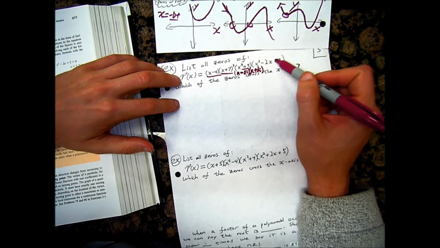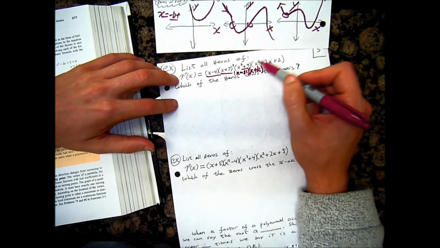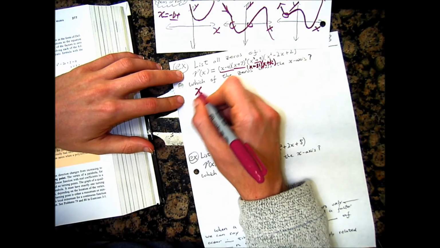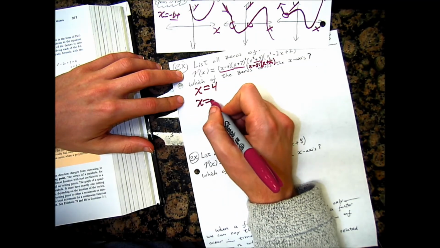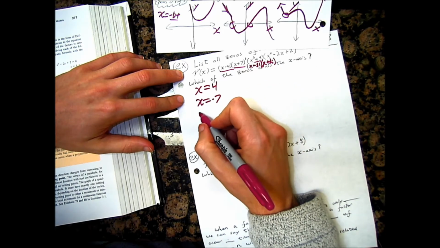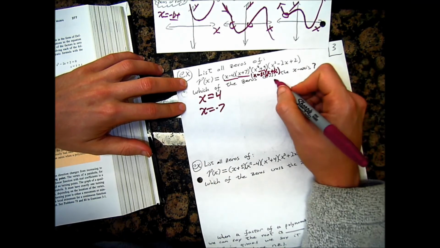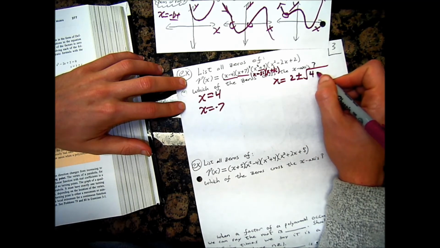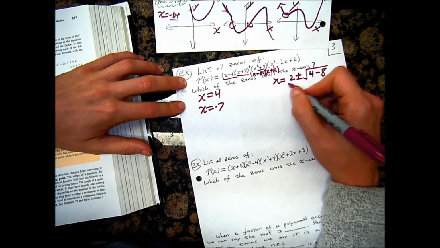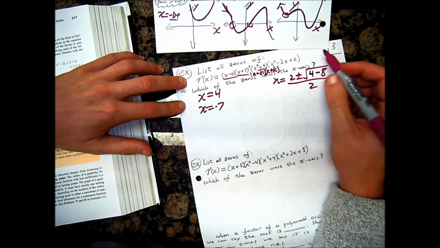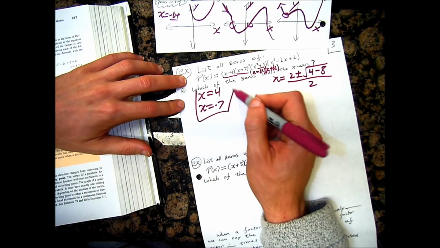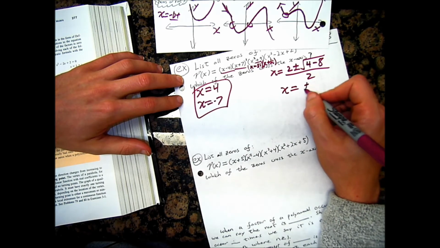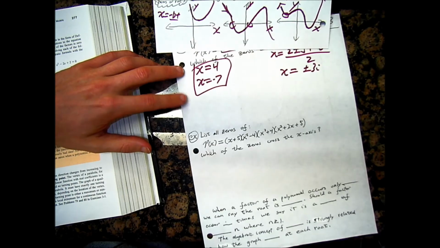This one I don't know. I think it probably has some real roots, but I didn't think ahead of time. So which of the zeros cross the x-axis? X equals 4, x equals -7, and then maybe, alright, let me solve this. X is equal to 2 plus or minus the square root of 4 minus 8. Okay, see, so this one has imaginary roots. So the only ones that cross the x-axis are these two. And the rest of them, x equals plus or minus 3i, are all imaginary roots. Okay?